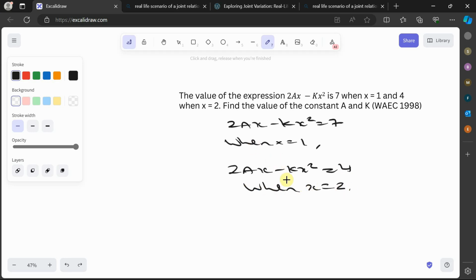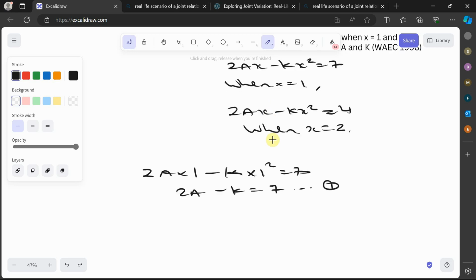So we have 2 equations. Let's substitute for this first part. When x is equal to 1, this is like 2a times 1 minus k times 1 squared is equal to 7. So 2a times 1 is 2a. Minus k times 1 squared is k is equal to 7. These are equation 1.